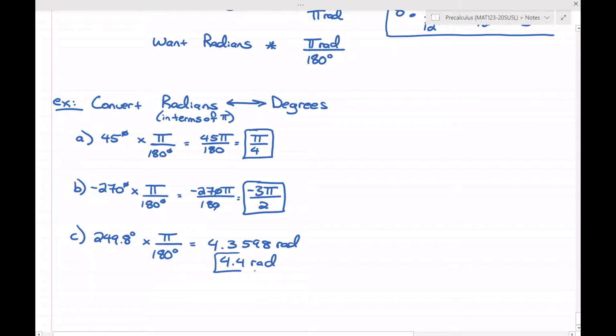Now if you don't write degrees, it's automatically radians. So just make sure if you mean degrees, put a degree symbol. If you mean radians, you could write RAD if you want, but without a degree symbol, it automatically means radians.